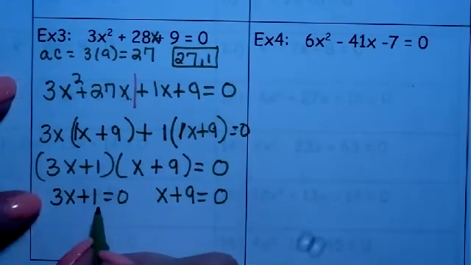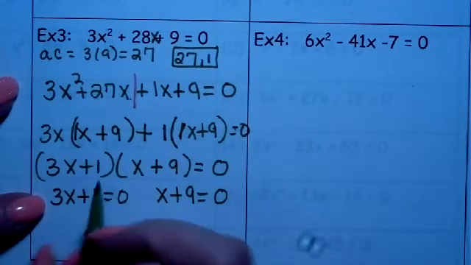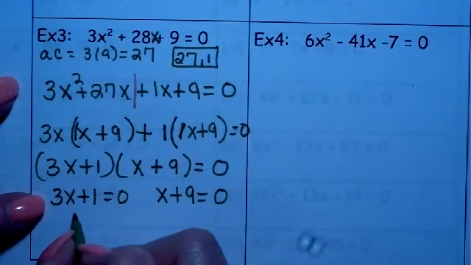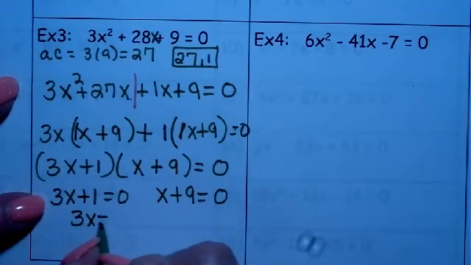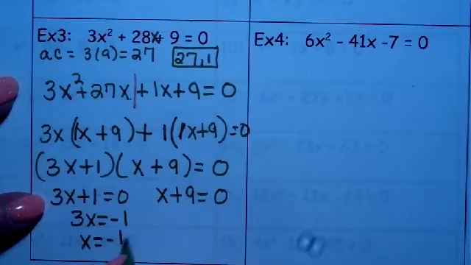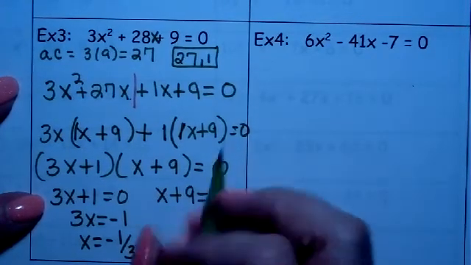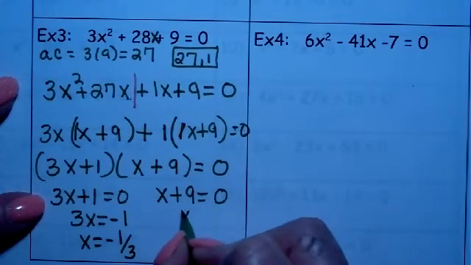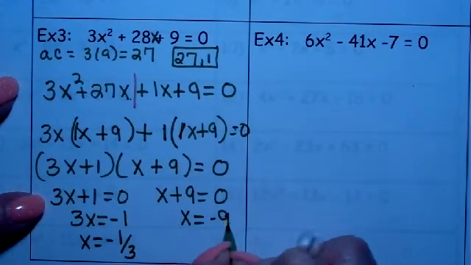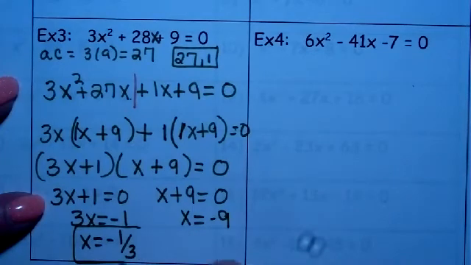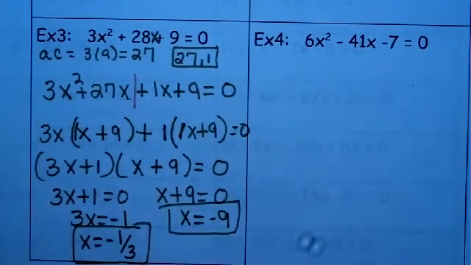Okay, well, let's go right here. Let's solve this. This one's a two-step equation right here. So solving it for x, I've got 3x equal to negative 1. Dividing, x is equal to negative 1/3. Over here, there's just one step. So subtract the 9 from both sides, and I got x equal to negative 9. There's one answer, and there's the second answer.